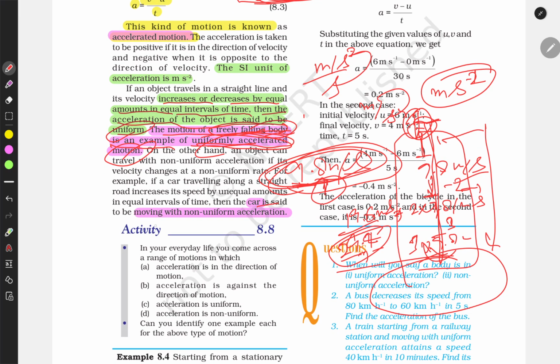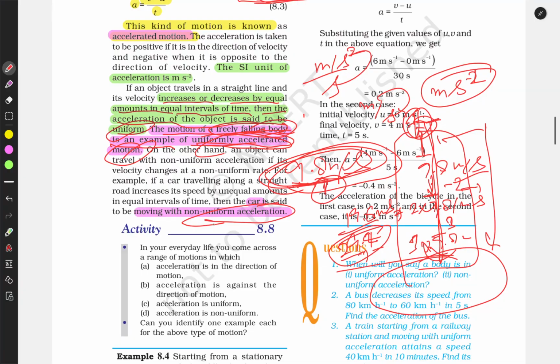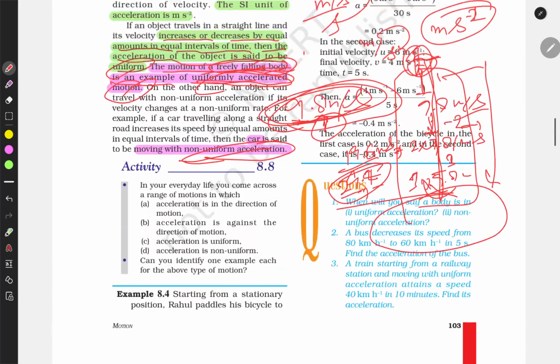And a car moves with non-uniform acceleration, because a car has brakes and it has to apply the brakes most of the time to control the speed. So this is called non-uniform acceleration.